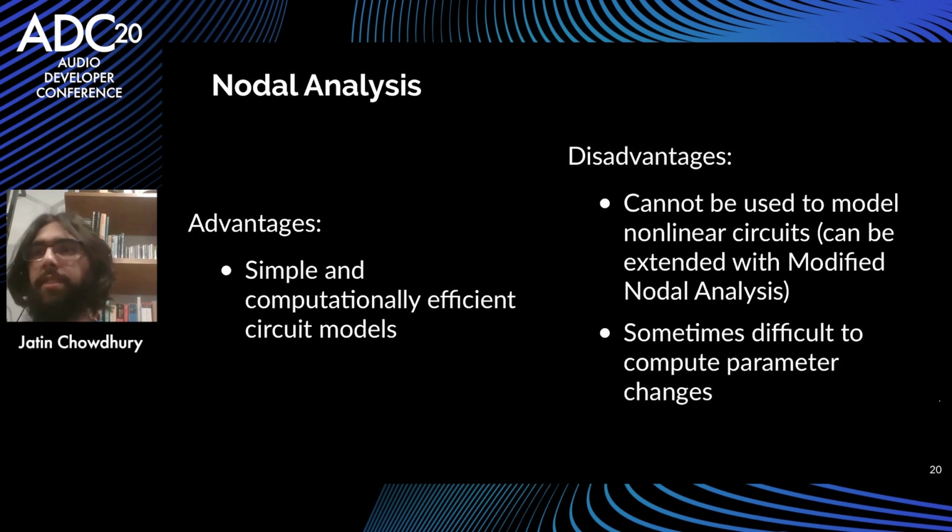Also, not in a circuit as simple as this, but in more complicated circuits, sometimes if you have a parameter change, for example if you turn a knob, you need to recompute a lot of the elements of your system, sometimes even doing a matrix inversion or some more involved operation like that. So that's something to watch out for.